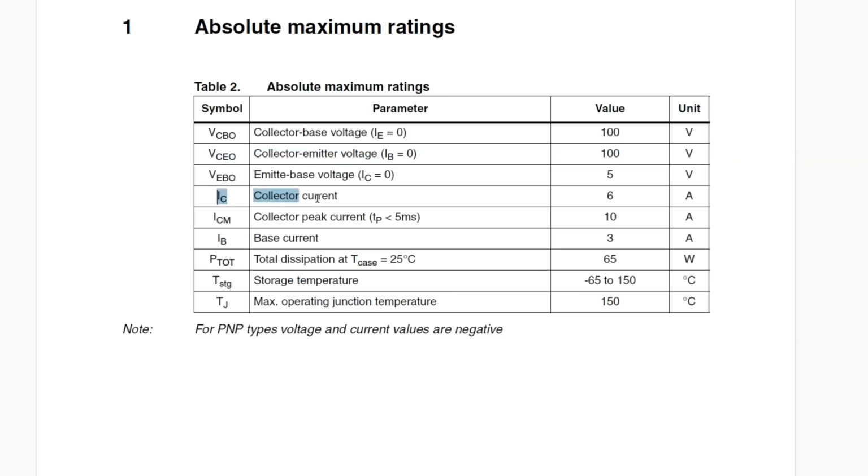Collector current of this transistor is 6 amperes, which is much higher than the 2 amperes we need. Similarly, this parameter indicates maximum collector current. This transistor can switch currents up to 6 amperes, so switching 2 amperes is a piece of cake for this transistor. Maximum power dissipation, or total power dissipation, is 65 watts. Even though I think 65 watts will be enough, I have to do some calculations to be sure.